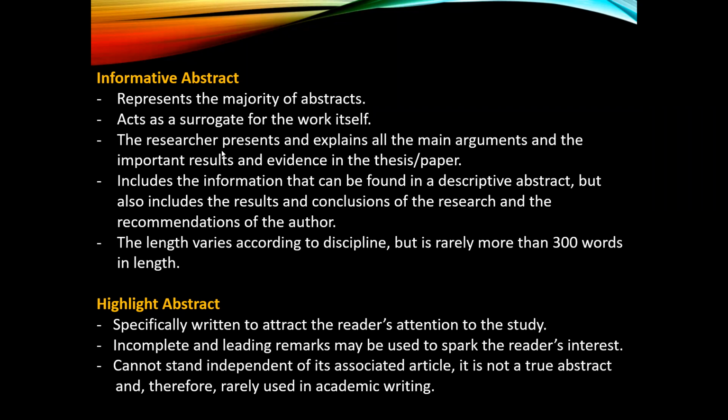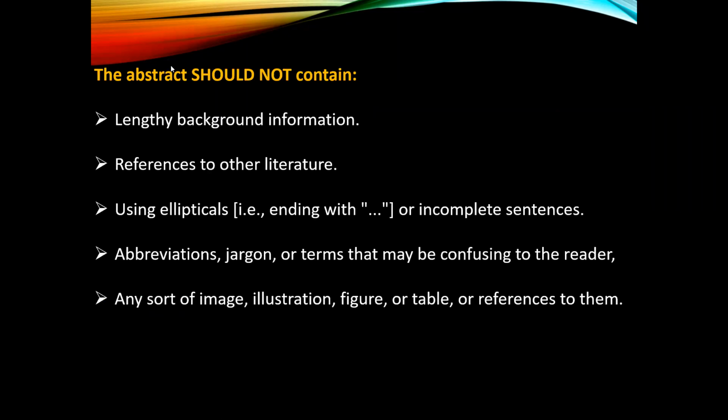So according to those four types, the most used one is the informative abstract. The abstract should not contain lengthy background information, as we said, or references to other literature, or elliptical, incomplete sentences that stop without completing the meaning. Abbreviations and jargon are not allowed within the abstract, nor terms that may confuse the reader's attention or understanding. Any sort of image, illustration, figure, table, or references should not be included within the abstract. Just leave them to the main extended version of your work.